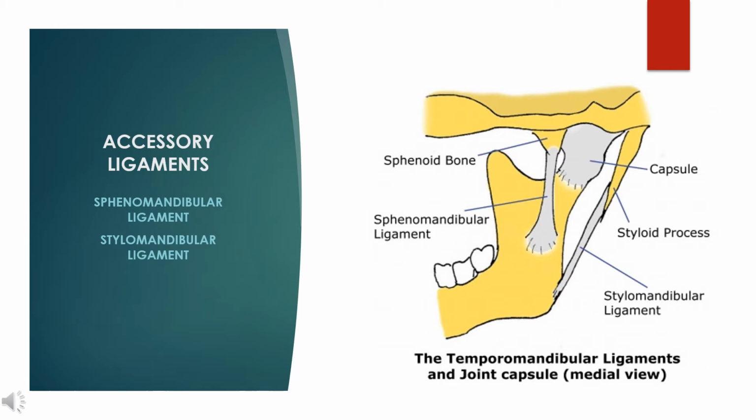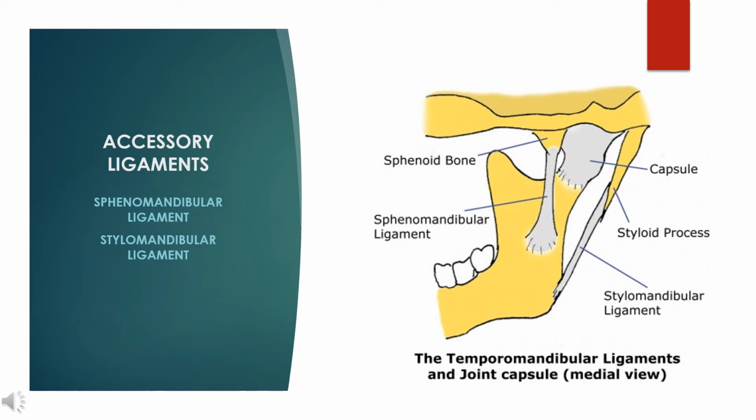Sphenomandibular ligament extends from the spine of the sphenoid to the lingula and lower margins of the mandibular foramen. It represents the unossified intermediate part of the sheath of Meckel's cartilage of the first pharyngeal arch. Overmovement of the mandible is limited by this ligament.